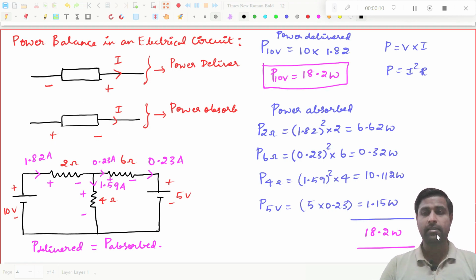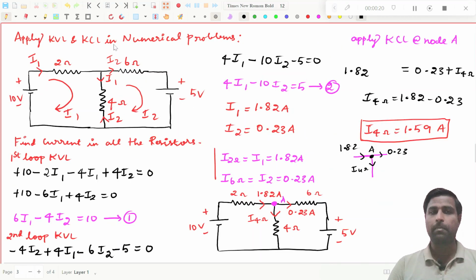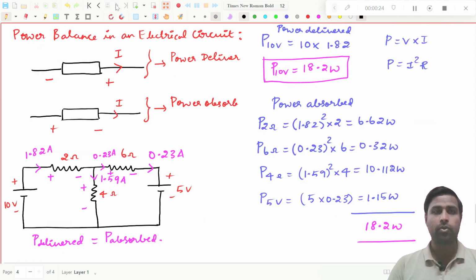In the last class, we have seen this very important topic, that is power balance in an electric circuit, as well as applying KVL and KCL in numerical problems. So, what is power balance? Power delivered in a circuit will be equal to power absorbed. We have seen this with a simple circuit.